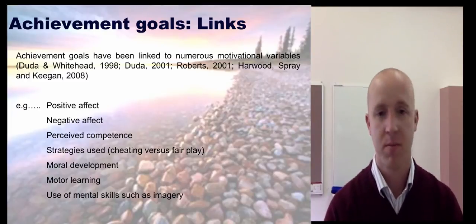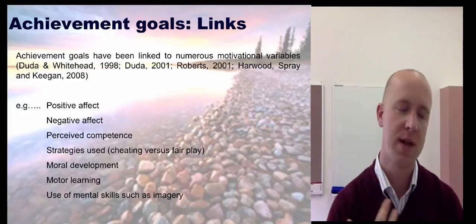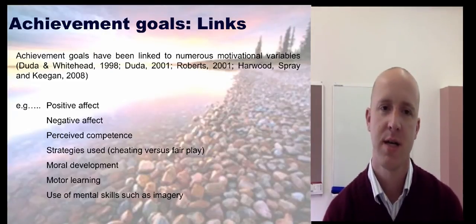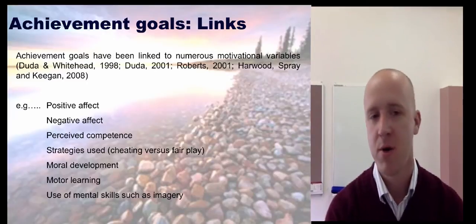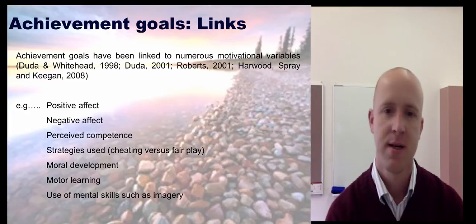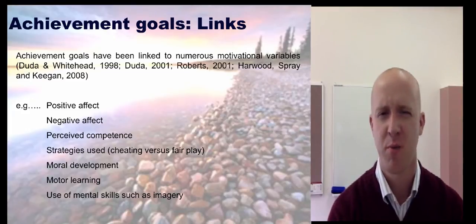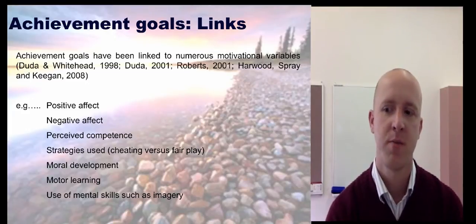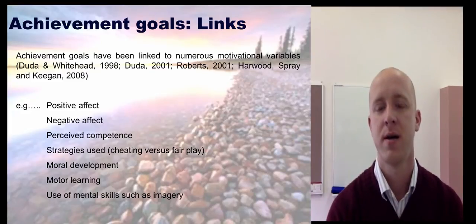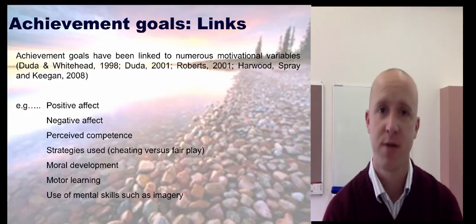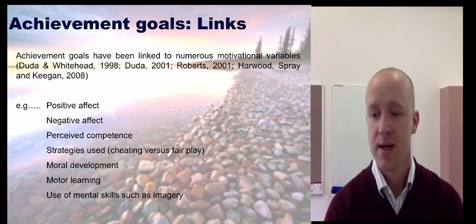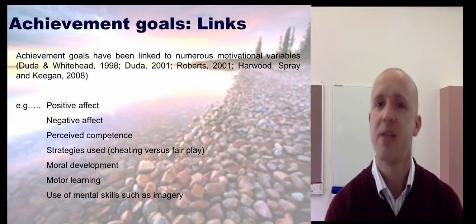However, when people either already have this as a personality trait or the environment they believe reinforces task and ego goals, that can be linked to emotional states, so positive emotions, negative emotions, which is called affect. The way you approach the situation, whether you're prepared to cheat or not, whether you think it's okay to foul other people and injure other people. It can even be linked to the rate of motor learning, whether you use particular mental skills. So lots of things appear to be linked.